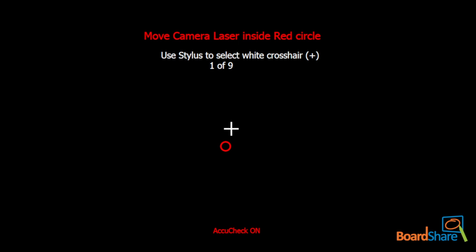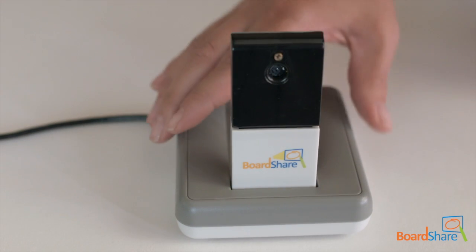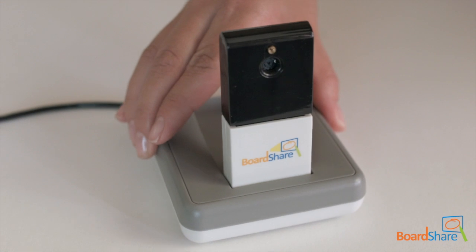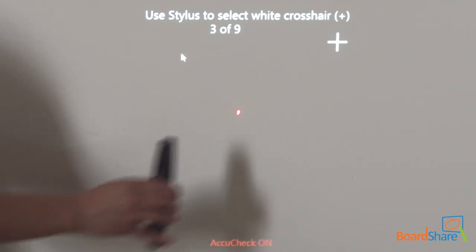Now let's do an example of what occurs if AccuCheck finds an error with the precision of your laser light. Move the laser to the center of the circle with the camera lens or by rotating the camera itself. Once the laser light is in the center of the red circle, press the pen to the white crosshair. Then proceed with the calibration process as usual.